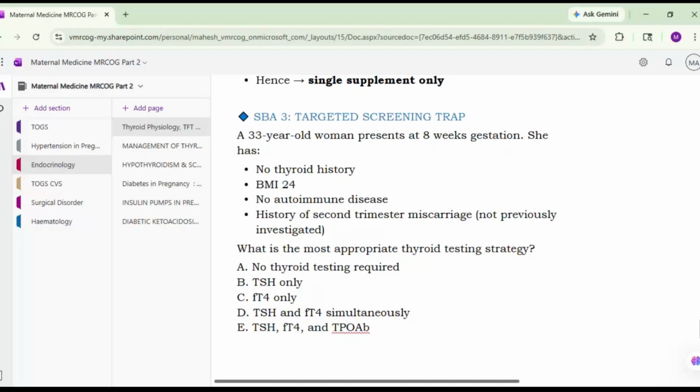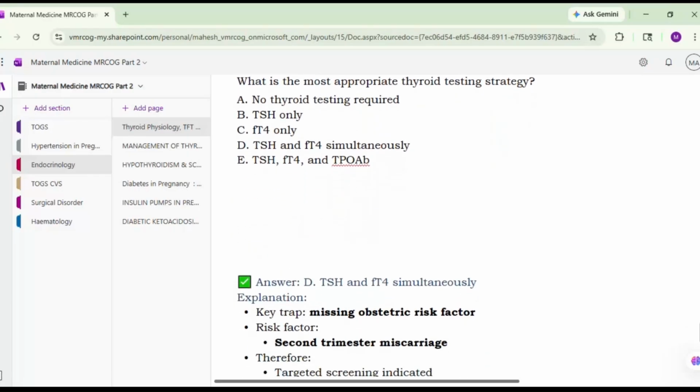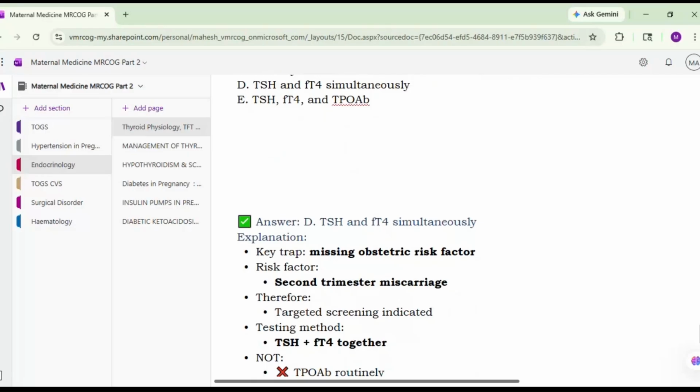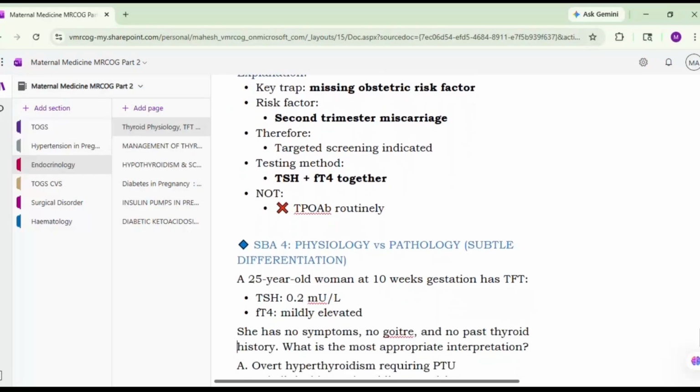She has a history of second trimester miscarriage, not previously investigated. Otherwise, nothing else is there, no other high-risk factor. Should we consider second trimester miscarriage as a high risk for thyroid disorder and do TSH and FT4, or go ahead with no thyroid testing? Mostly it is D. We should do TSH and FT4 because of the obstetric risk factor, second trimester miscarriage. Targeted screening is indicated: TSH and FT4, but TPO antibodies are not routinely indicated. Okay, next.